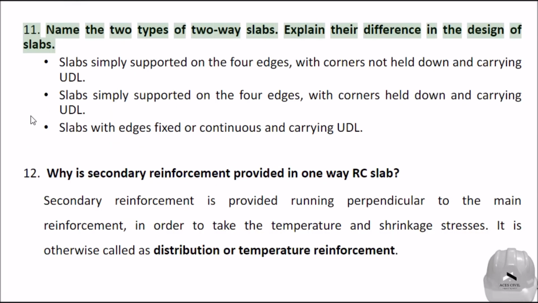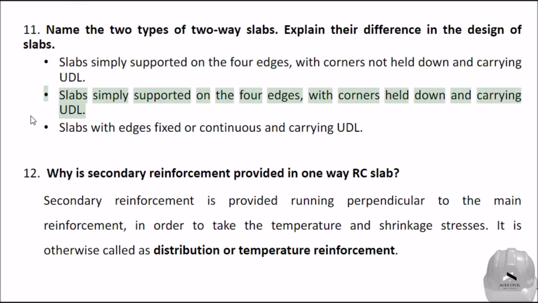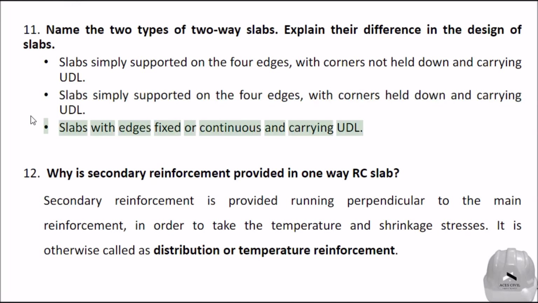Name the two types of two-way slabs. Explain their difference in the design of slabs. Slabs simply supported on the four edges, with corners not held down and carrying UDL. Slabs simply supported on the four edges, with corners held down and carrying UDL. Slabs with edges fixed or continuous and carrying UDL.